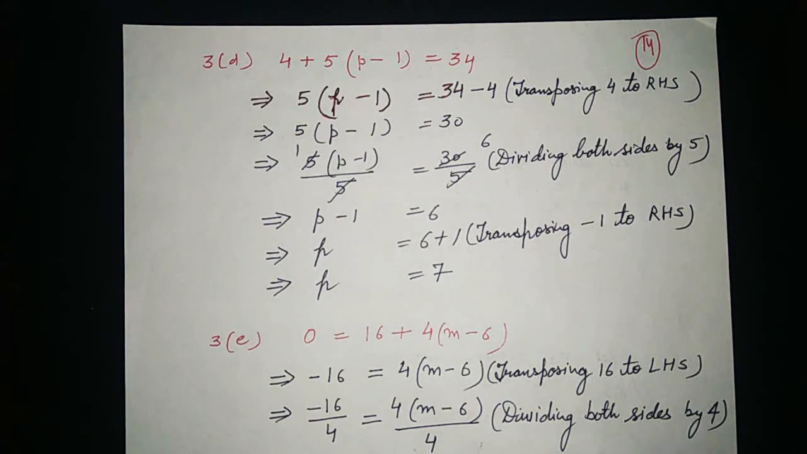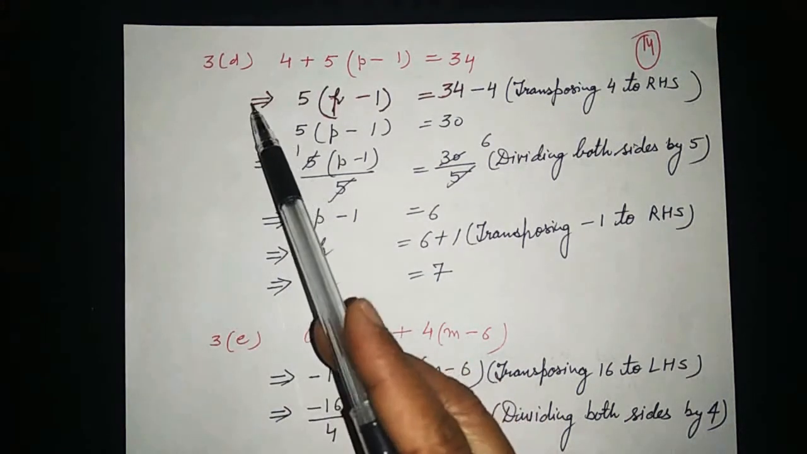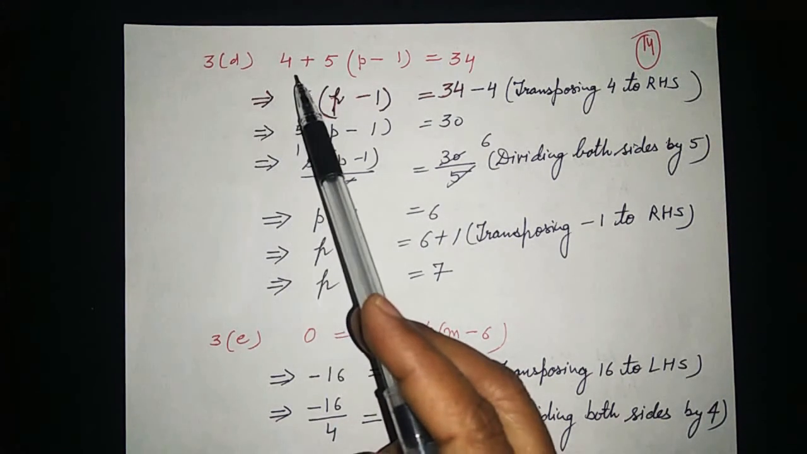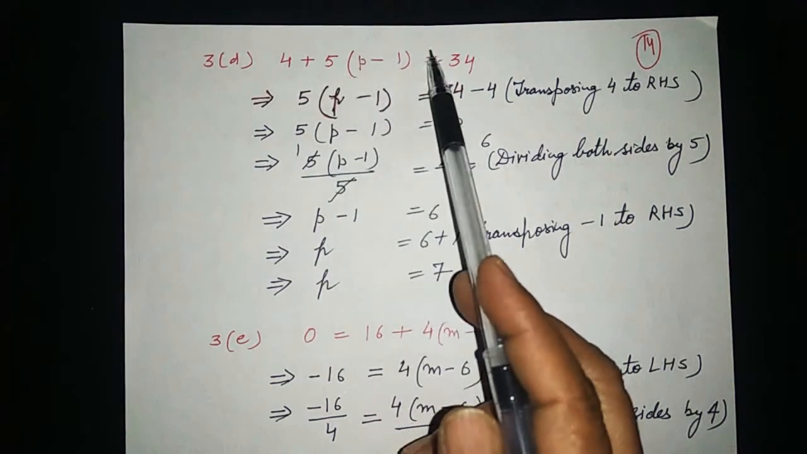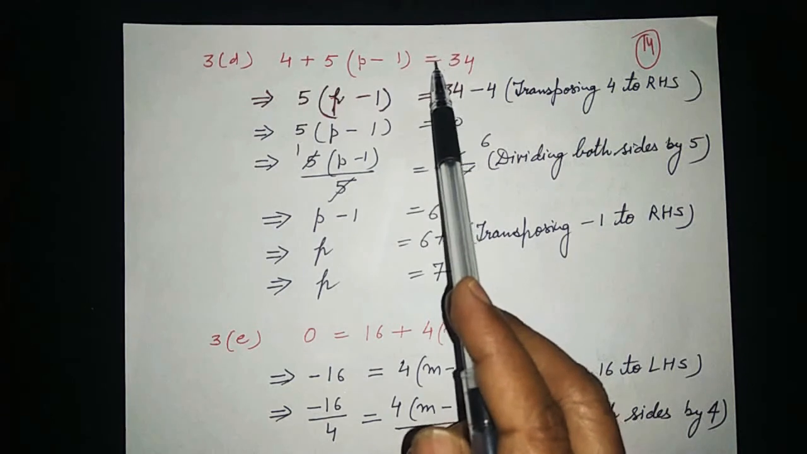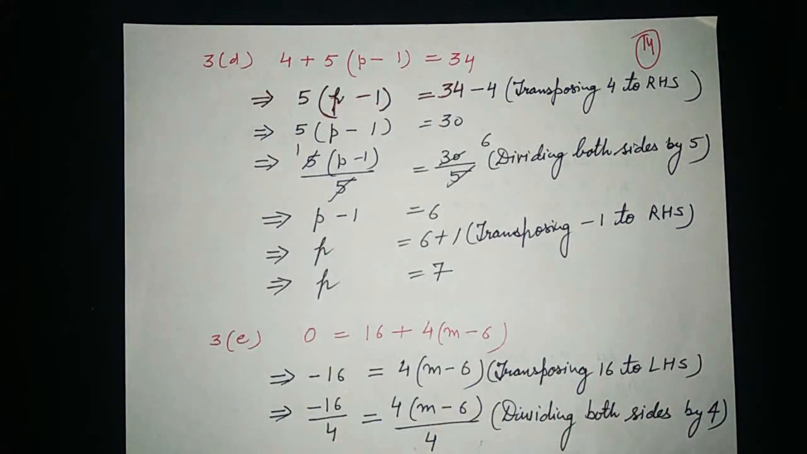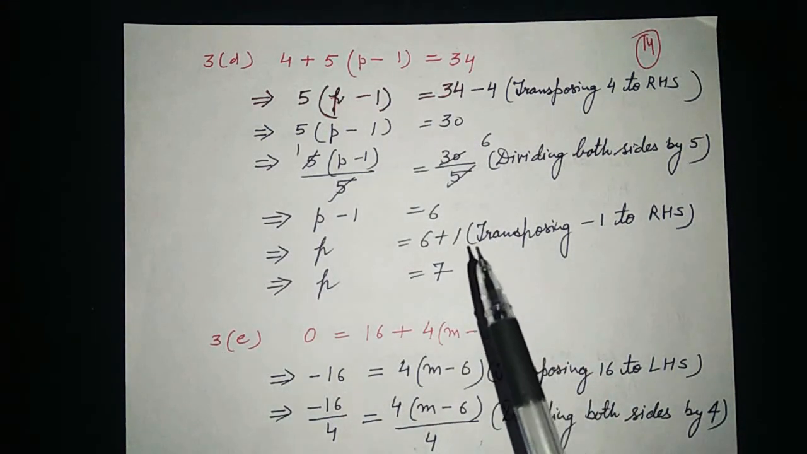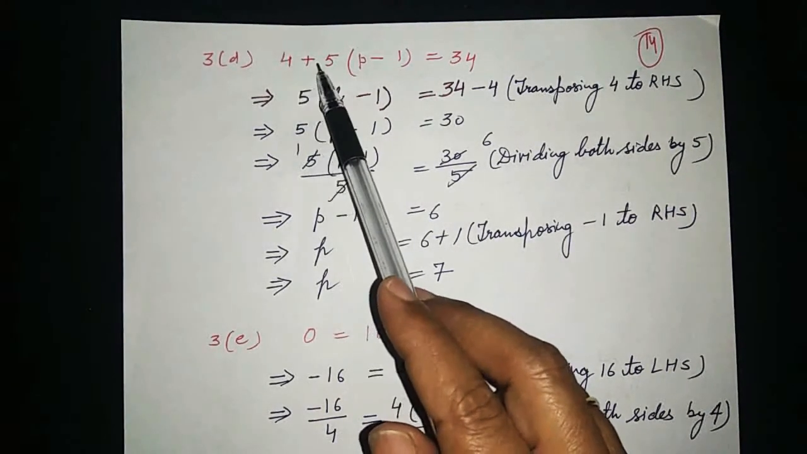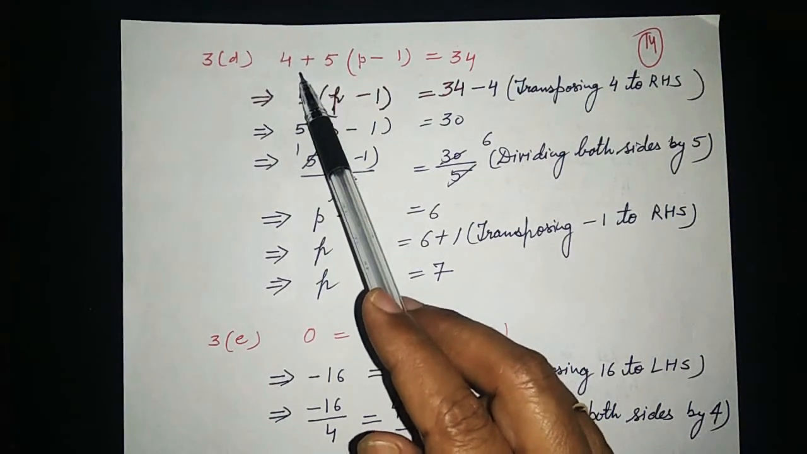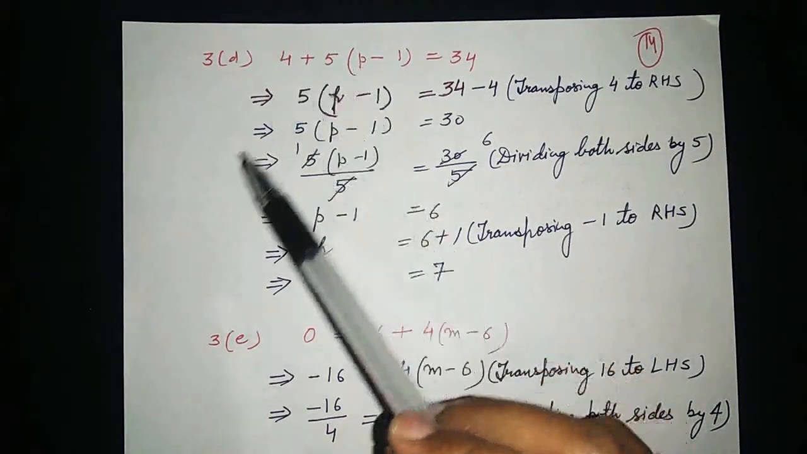Now see the D part of question number 3. Here the question is 4 plus 5 into p minus 1 is equals to 34. It is also just like question number 2a, 2d and 3b. But here one more thing you can see, here plus 4 is also there. So what do you have to do? Now see in the first step.